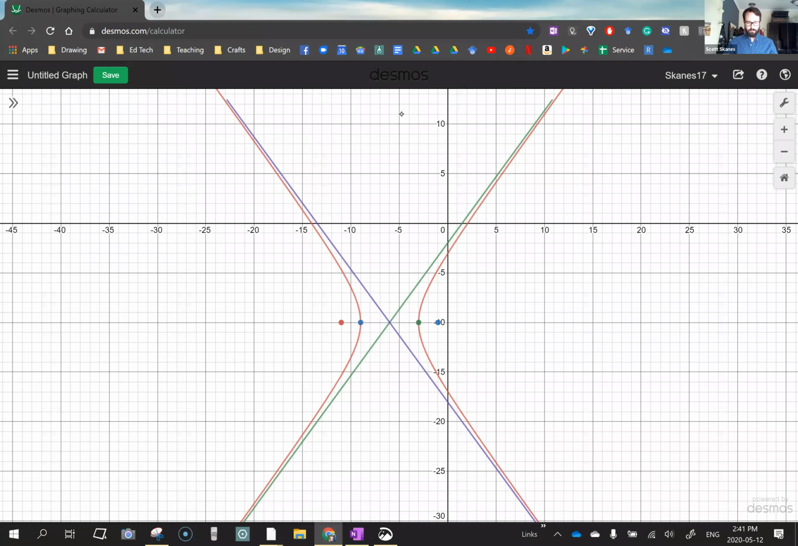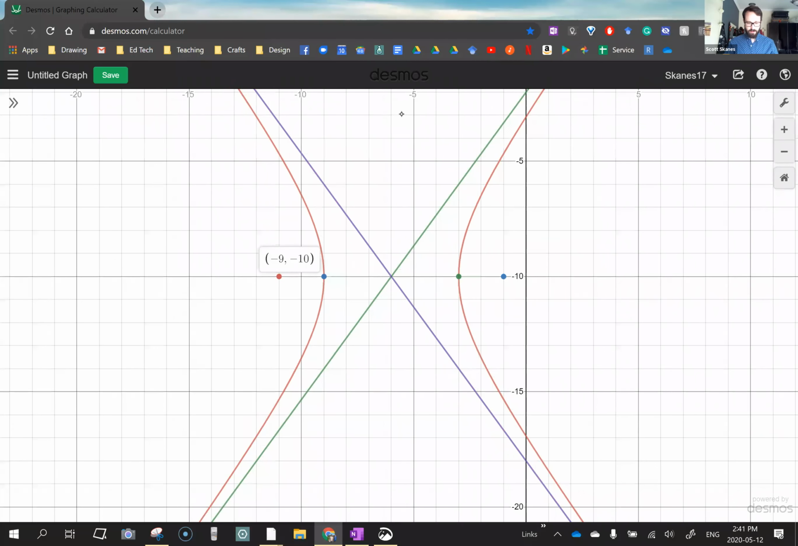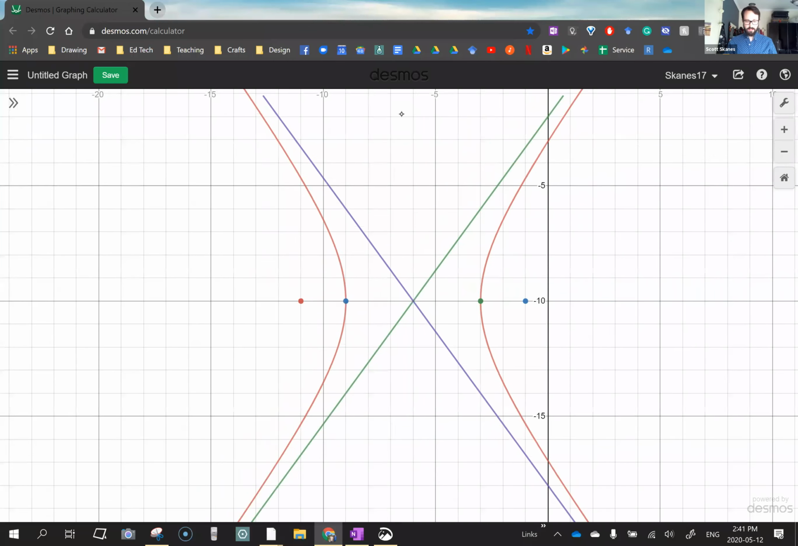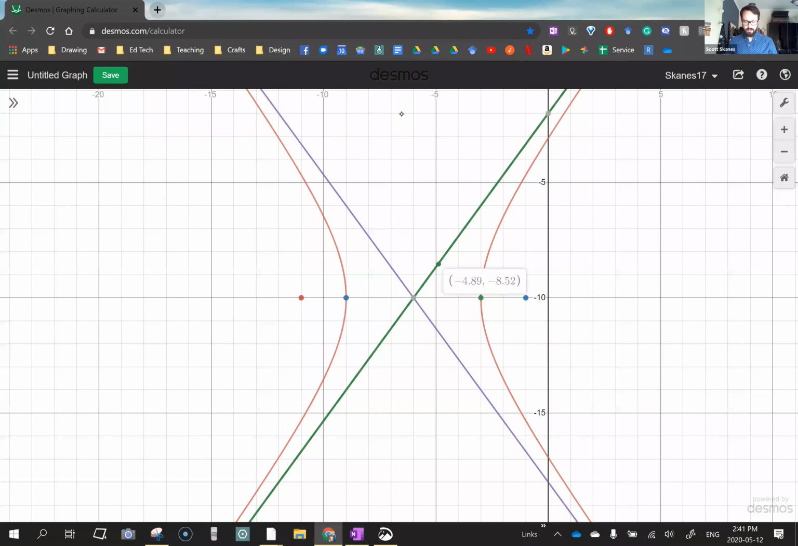Look at this. I have my asymptotes, I have my vertices, I have my focal points, and I have these lines here, these purple and green lines. They're my asymptotes that the hyperbola follows. Okay? To me, I think it's pretty cool.